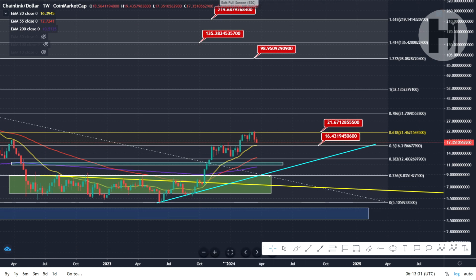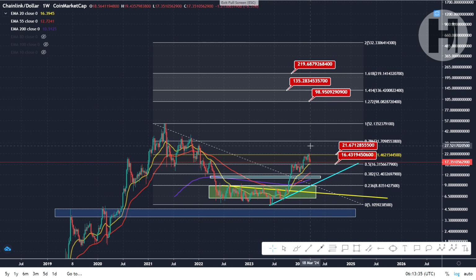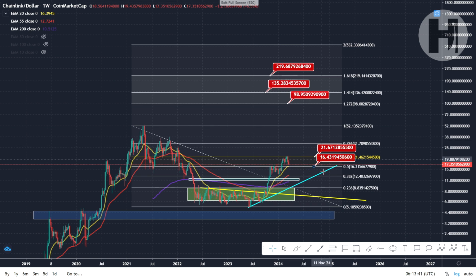So if we start zooming in, you can take a look at some of the targets to the upside that we're going to be looking at in April, May, June, July, and up until the end of the year. So we have $31.70, which is the 0.786 Fibonacci. Then we have the all-time high at $52. And then we have our minimal target at $99 here, or $98, which is the 1.272 Fibonacci retracement level.